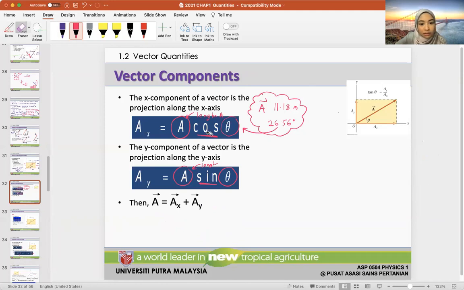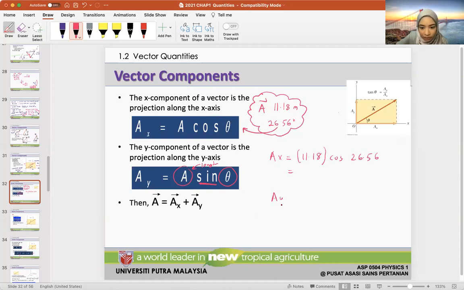So, dia pakai this equation. So, this guy over here needs to be the length. This guy over here needs to be the degrees or the angle. So, AX is equal to A length 11.18 cosine of 26.56. Okay, can someone use their calculator and calculate this for me? Make sure your calculator is in degrees mode.